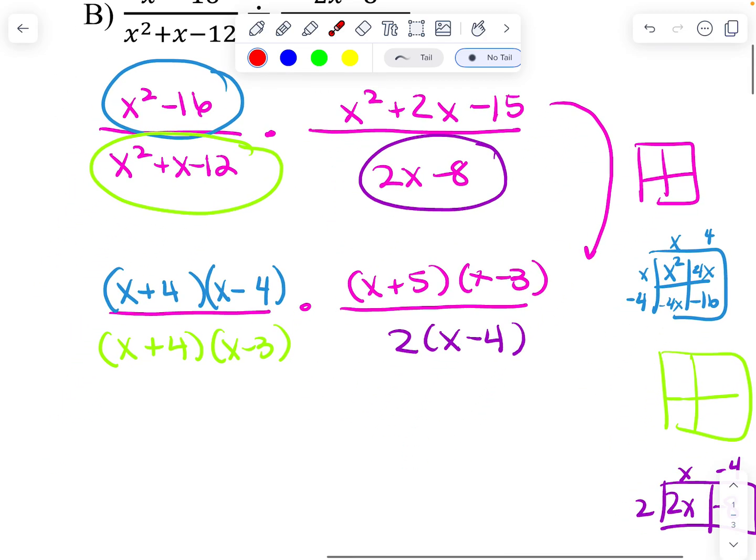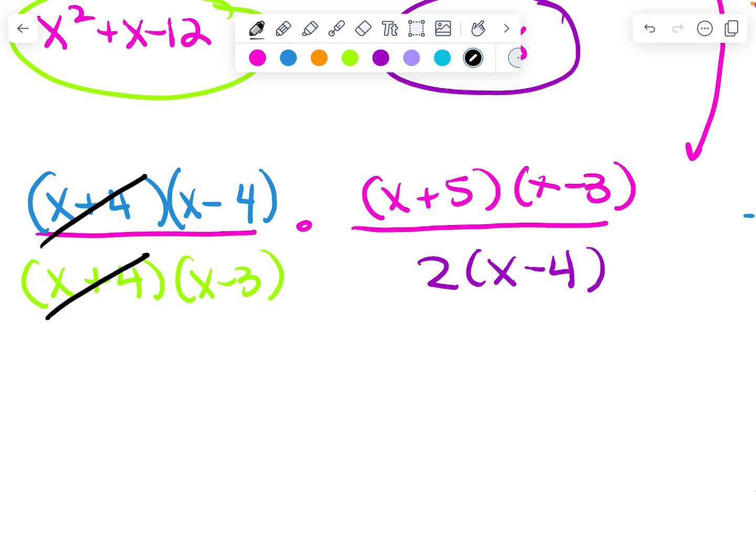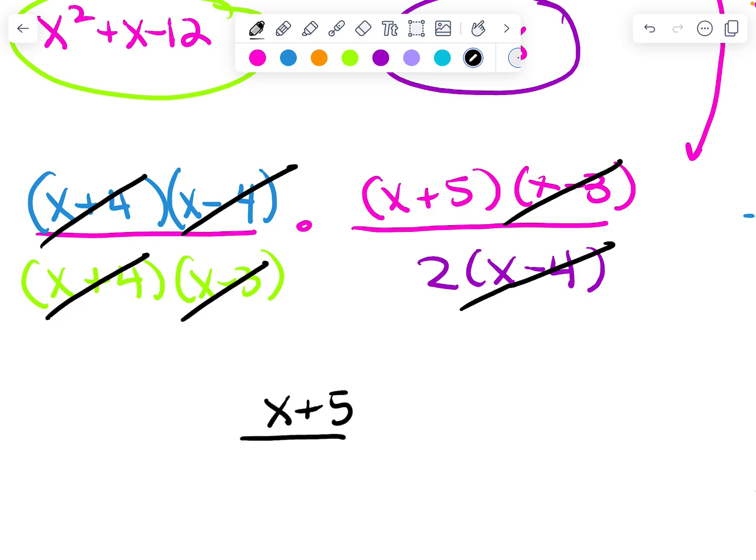And now I'm going to focus my attention on things that cancel out, that make ones, and you only get ones when you have the same thing on top and bottom. So I see an x plus 4 and an x plus 4. I see an x minus 3 and an x minus 3. An x minus 4 and x minus 4. What's left on top is x plus 5. Leave the parentheses or not. Put the 2 downstairs, and ta-da, there's your pretty little answer. Hopefully this video is short.